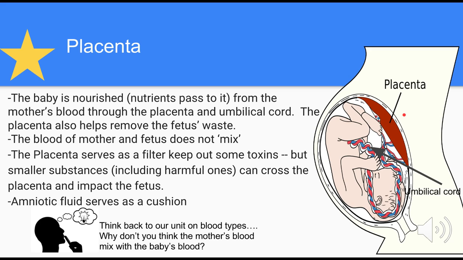The bloods don't mix. Although, just a little side note, researchers are finding fetal cells in the bloodstreams of moms up to like 10 or 15 years after the babies are born. So anyway, that's kind of cool. But the placenta can filter out some toxins, but it can't filter out all of them. So some harmful things, if the mother is exposed to pesticides or chemicals, may pass through the placenta into the baby, causing difficulty with development.